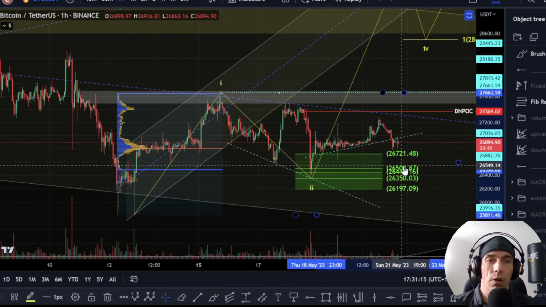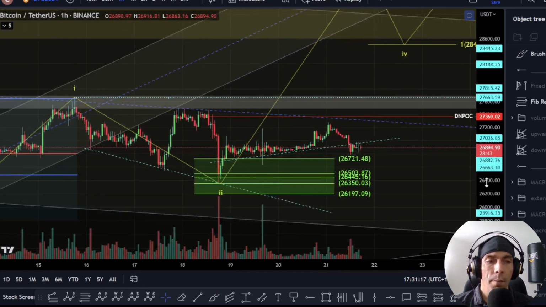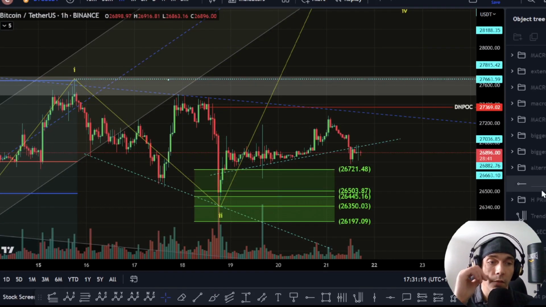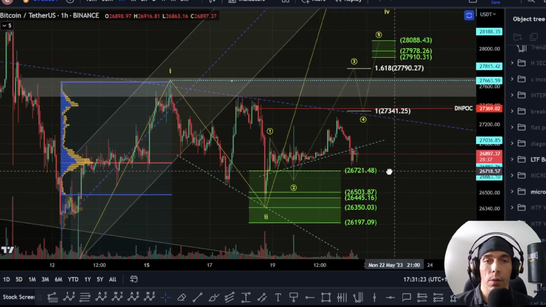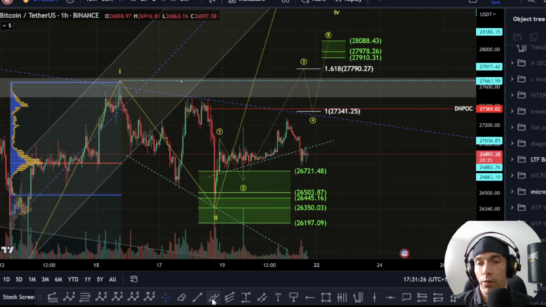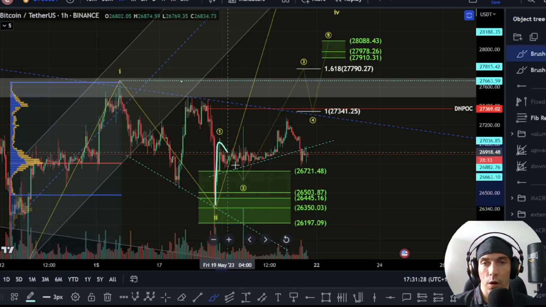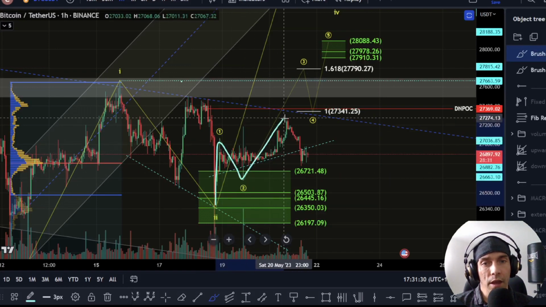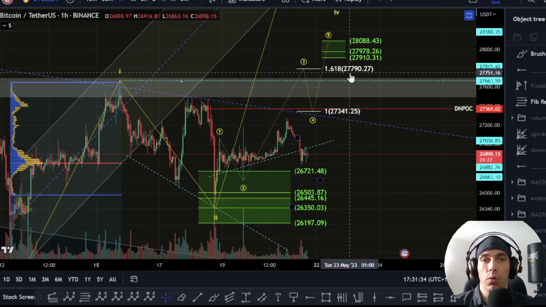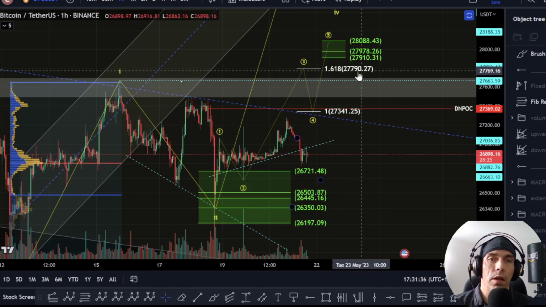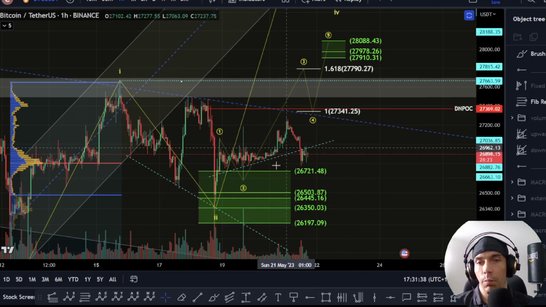Now, the internal structure of this is not great at the moment, but what I would be looking out for is basically the potential that within here we could be starting to break to the upside. So the way we would have to count this currently is potentially that this is a 1, 2 within here, and then possibly another 1 and a 2. If this is the case, what we'd be looking for is a bigger move up here towards this 27,790 and starting to get better structure.